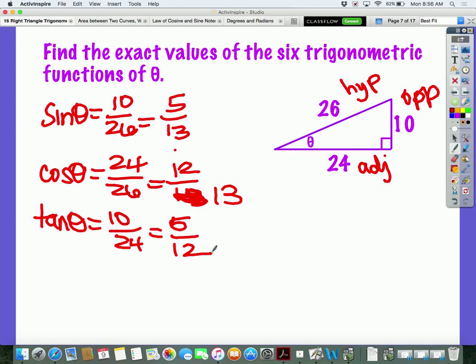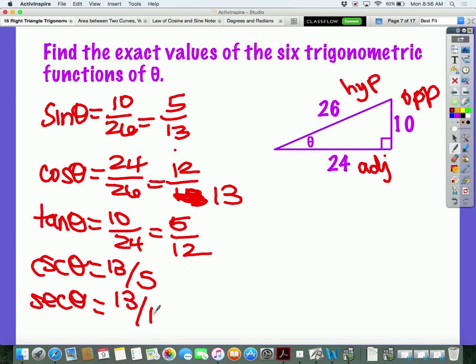Very good. You guys are bearing with me because my board's weird. Good stuff. Nick, what'd you get for cosecant theta? Very good, because it's the reciprocal of sine. And Cody, what'd you get for secant theta? 13 over 12. Very good. That is the reciprocal of which one? Cosine. And the last one, cotangent. Brianne, what'd you get? 12 over 5. Very good. Easy stuff, right?